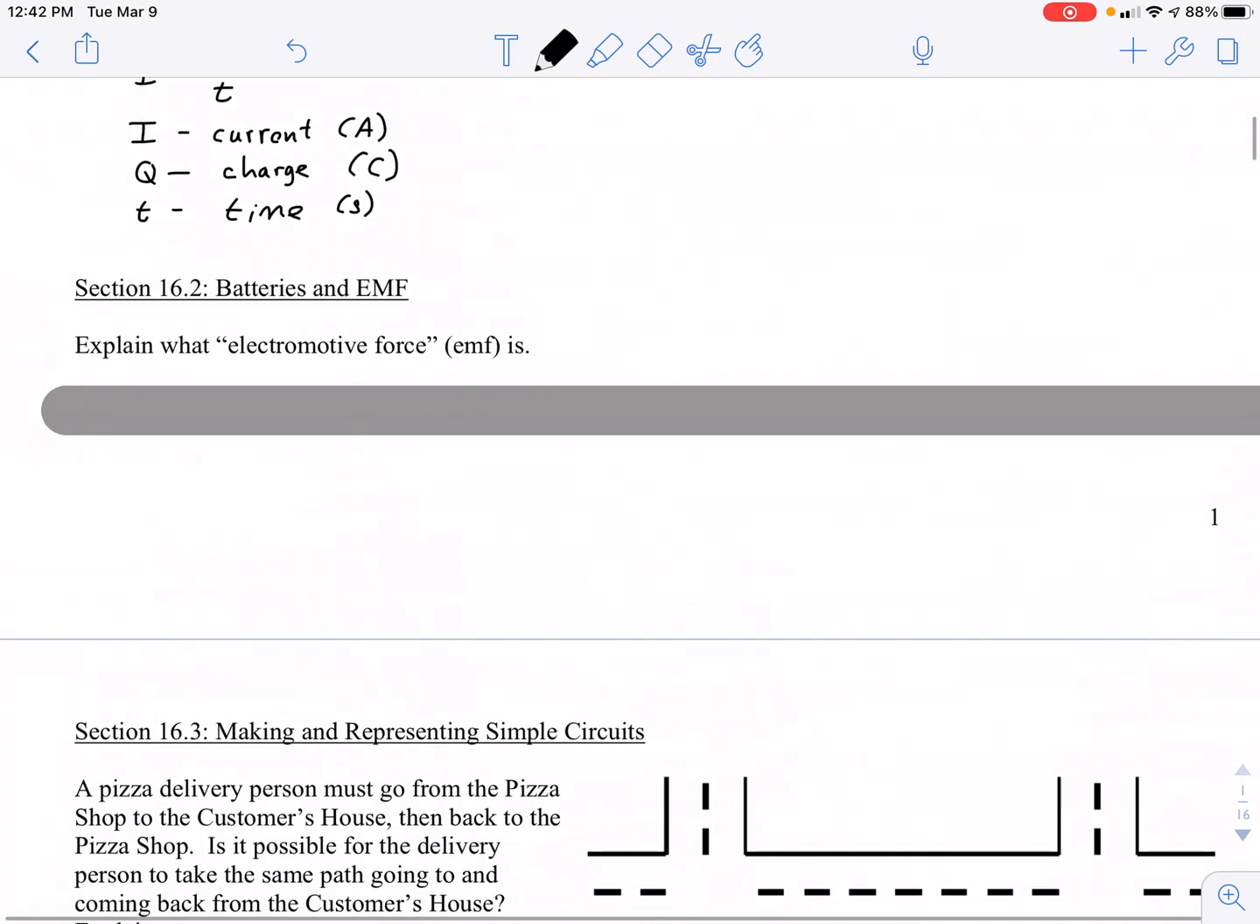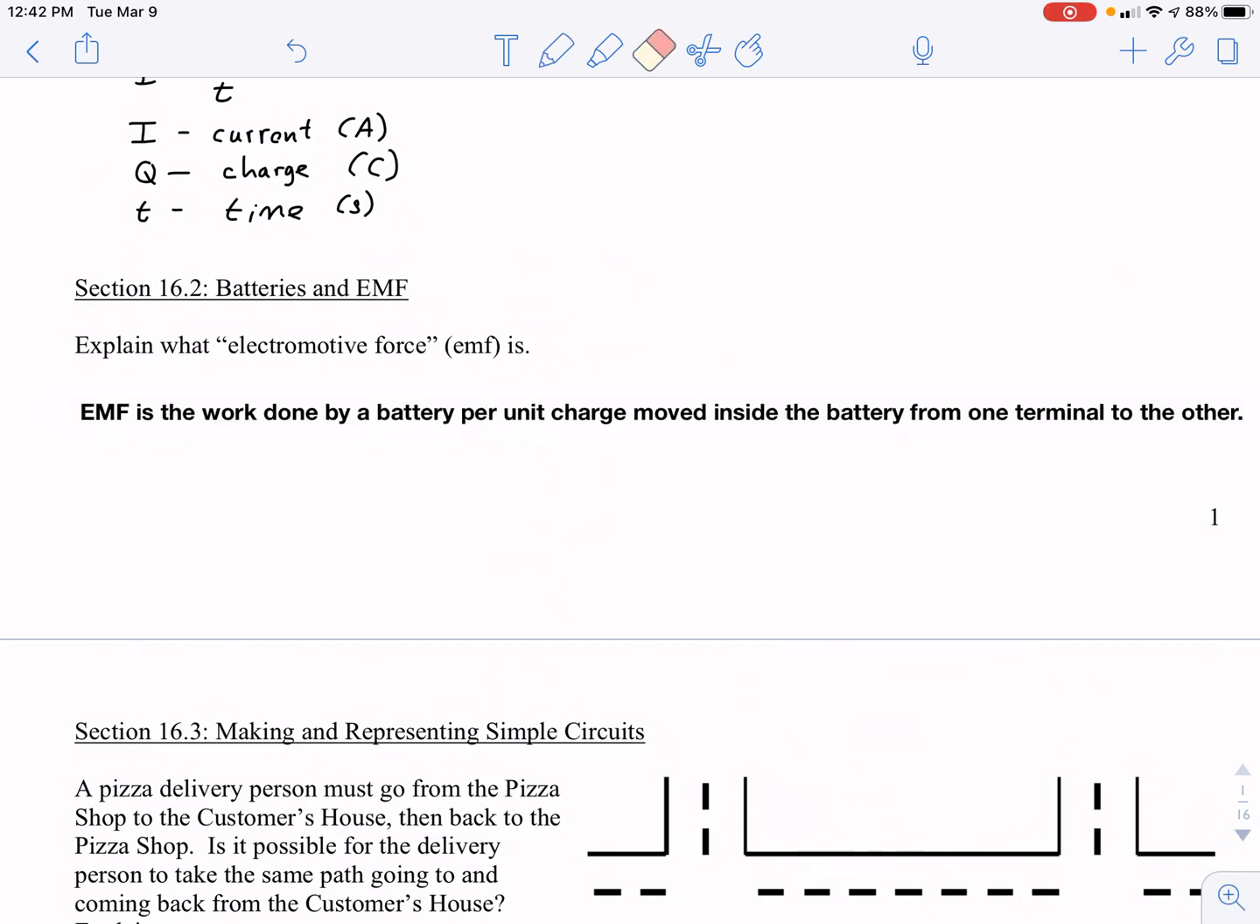Section 16.2, battery and EMF. Explain what electromotive force is. Well, it's not actually a force. Rather, EMF represents the amount of work done by the battery per unit charge to move charges from the one terminal, the positive terminal, to the other terminal, the negative terminal.